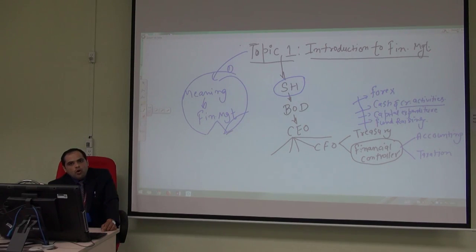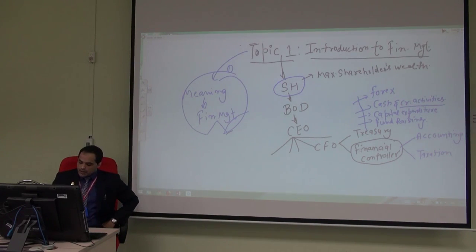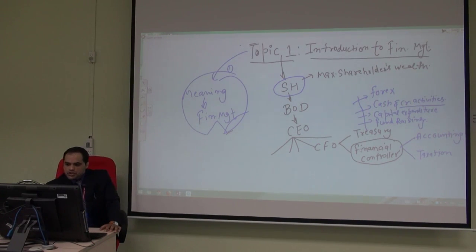Remember, the goal of organization is to maximize shareholders' wealth. All right, that's the primary objective of companies: maximize shareholders' wealth. How do we maximize the shareholders' wealth?